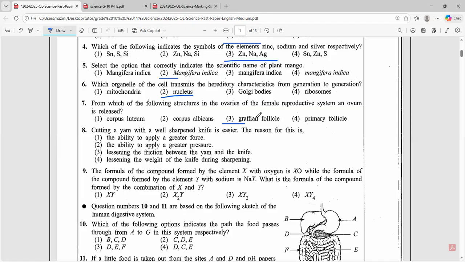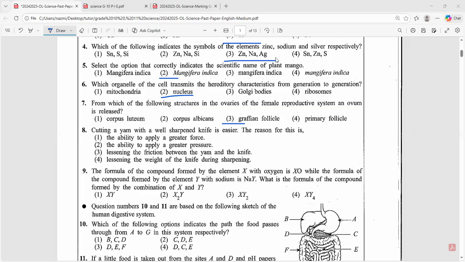Now, what is the combination of X and Y? Valency of X is 2. Valency of Y is 1. Then if you interchange, third one, yeah, XY2. We'll wait for a minute.